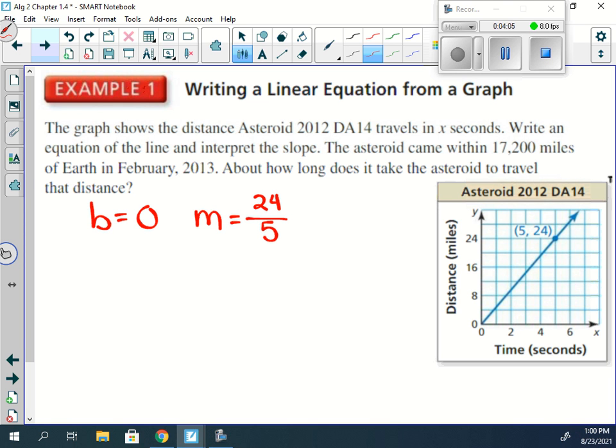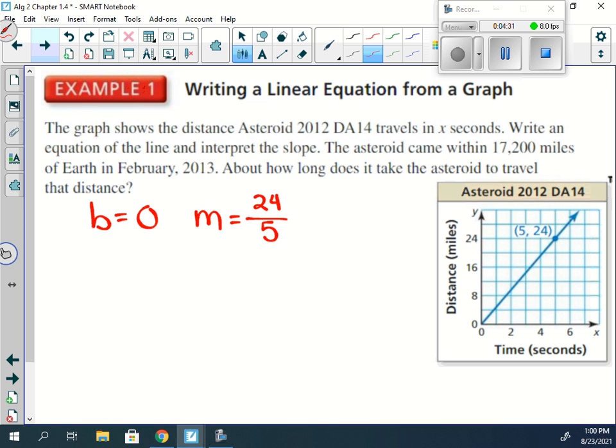We can use the point 5, 24 and 0, 0 if we wanted to in the formula. We can say 24 minus 0, which would be 24. We can also do 5 minus 0 in the bottom, and we would just get 5. So we have the slope as 24 over 5. Any questions on this here?